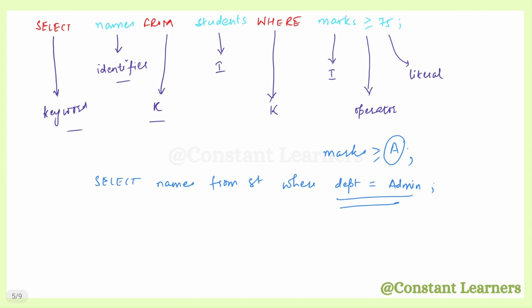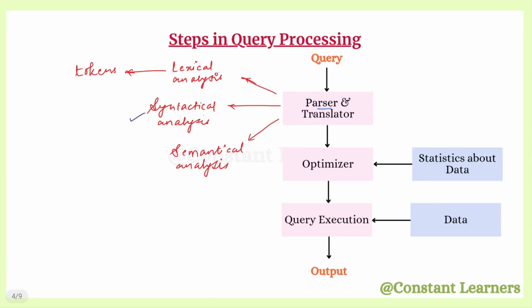Now in case there's an error, the user is notified about it. If you've ever worked with databases, you might have seen that when there's an error, it comes with the line number, that is, this line number has this error, or the table mentioned does not exist, or the database mentioned does not exist, like that. So the parser performs lexical analysis, syntactical analysis, and semantical analysis.